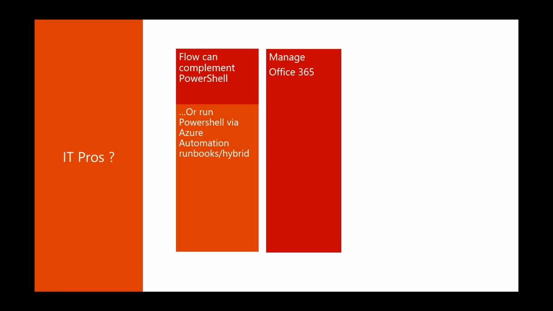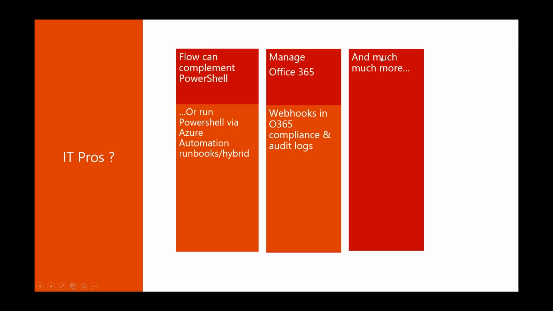For managing Office 365, Flow can be very interesting. Why? Because we have a place called the Compliance and Audit Log, where a lot of information surfaces. And you can associate a webhook with this event. So you can create a Flow webhook in this place, so that, for instance, if someone starts a Power Apps trial, a flow triggers and alerts the management. So there's a lot to do in this place.